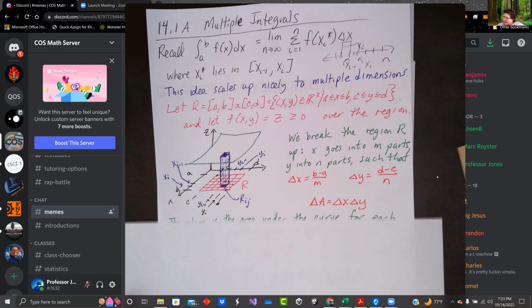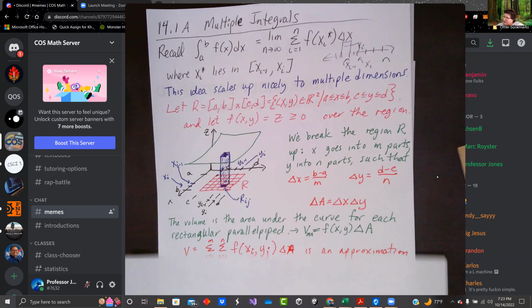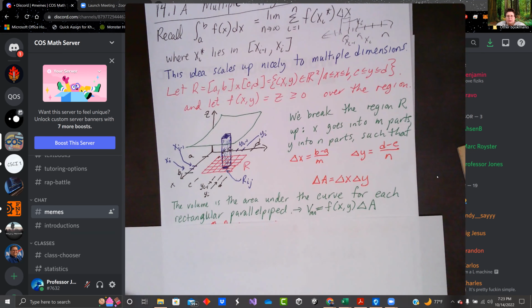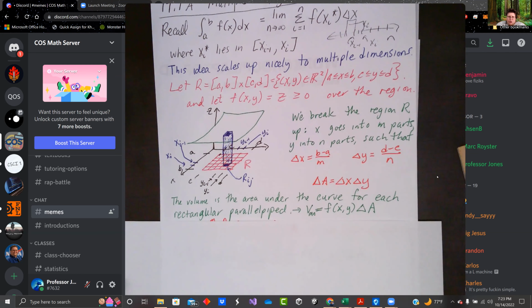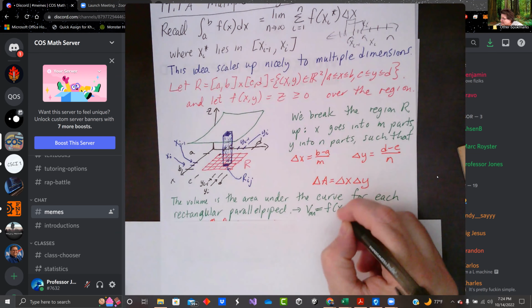So delta A, I'm going to call it delta x times delta y. That'll be the area of the small little rectangle. The volume is the area times the height for each rectangular parallelepiped. So the volume of box ij will be f of x_i, y_j times delta A.